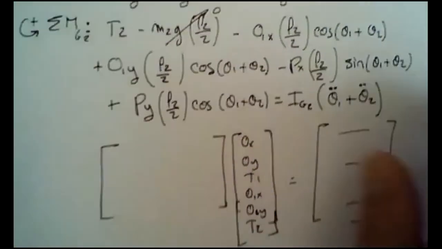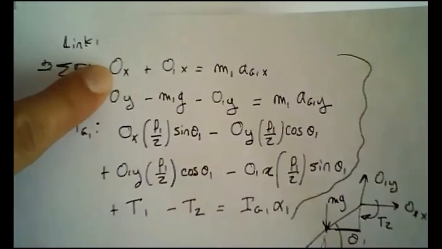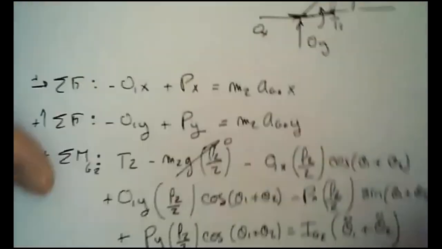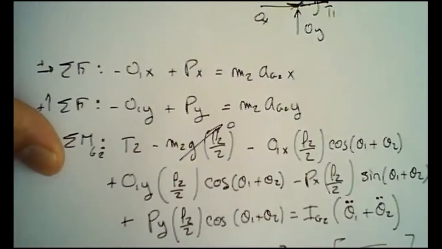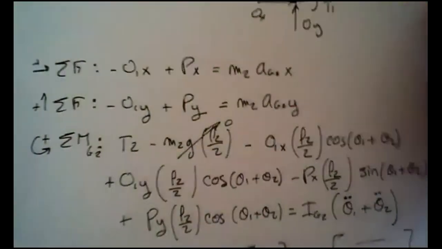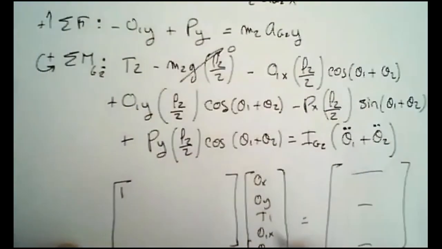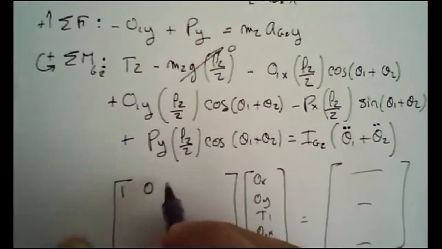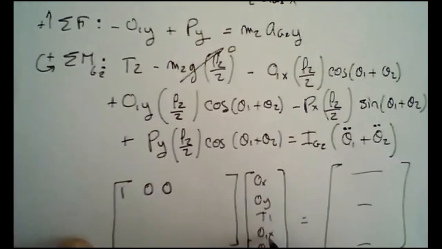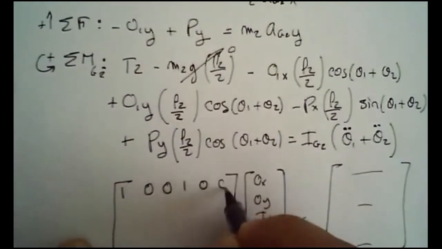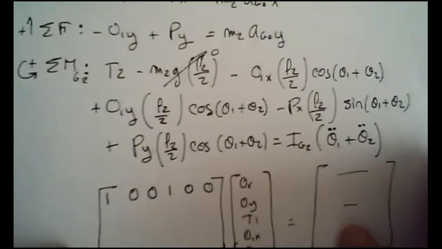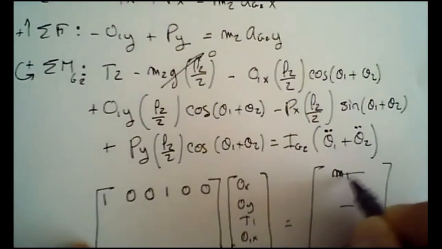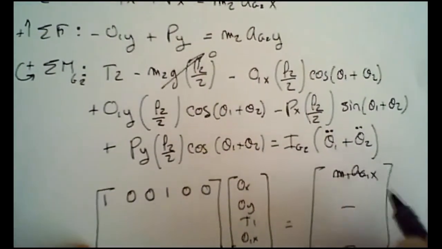As a result of this, we can do all of that. I'll just do it for the first line. How would that look? We have OX is 1. OY does not exist. T1 is 0. O1x is 1. O1y is 0. T2 is 0. So the first equation is equal to how much? It is equal to M1 AG1x.